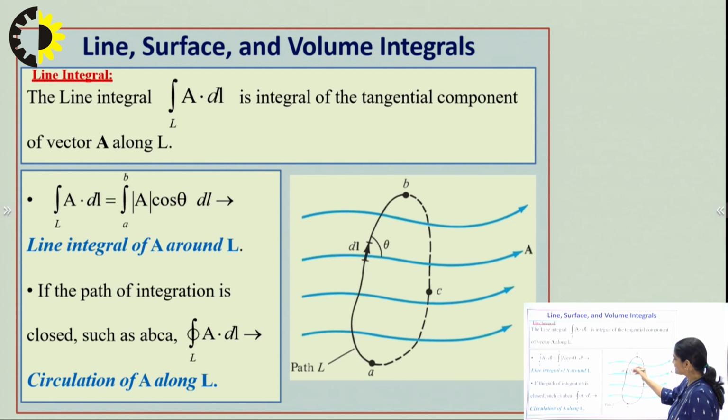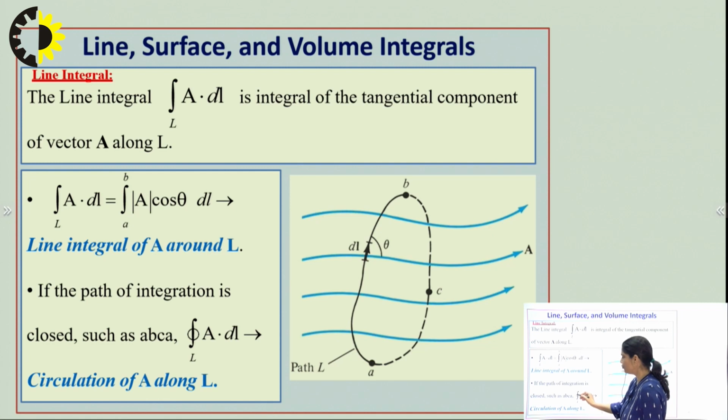Now if you are considering the case of a closed line, what does closed line mean? Your start point is this, and if you follow this path, you again reach this point A. So you can write its integration like this. You have a closed line. Now, the integral of A dot dl is the circulation of A along L.